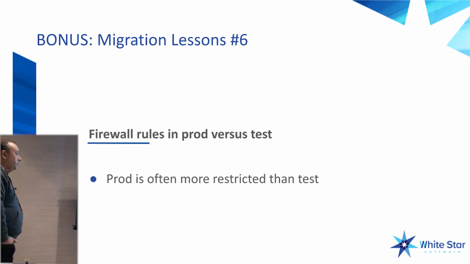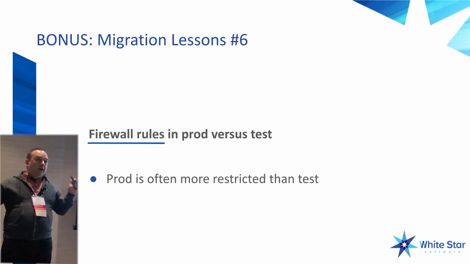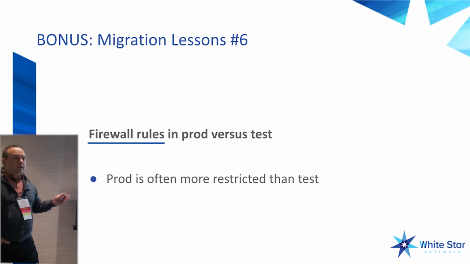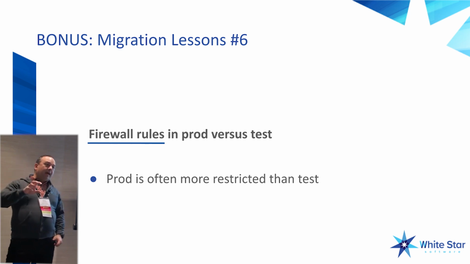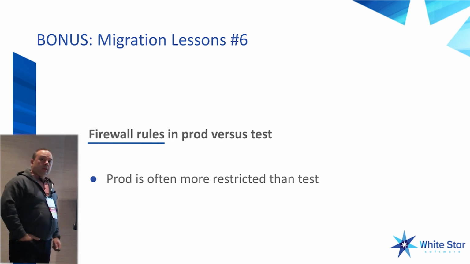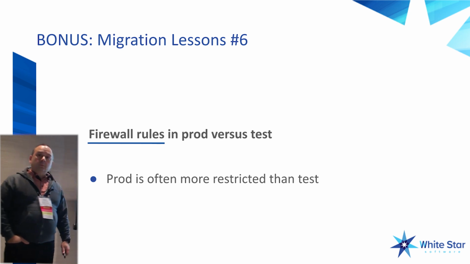All right, firewall rules. Production is usually more strict, right? So you're running your tests, everything looks great. Then when you move into production, all of a sudden the firewall rules are much more strict, and now there are XYZ applications that aren't working anymore. So make sure you document your firewall rules very, very well. An easy way to do this is, again, swap the IP addresses. Make sure the new server gets the old IP address, because all the firewall rules will be geared to that IP address.